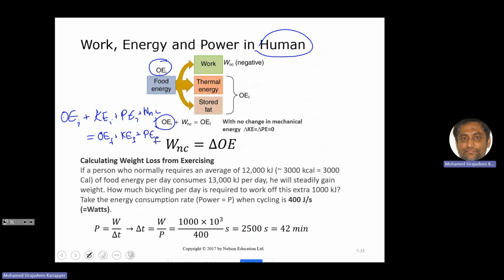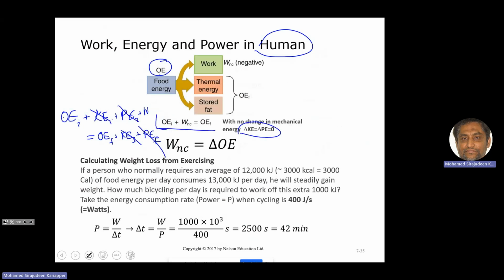Now let's consider a situation where we don't have any changes in the kinetic energy or any changes in the potential energy. If the person, a human being, is not moving, if he is at the same velocity or has zero velocity, then the kinetic energy initial is equal to the kinetic energy final. It will cancel. And again, if he is not moving and is in the same place, then the potential energy is also not changing, right? Suppose he is at the same y coordinate. So potential energy initial is the same as potential energy final.